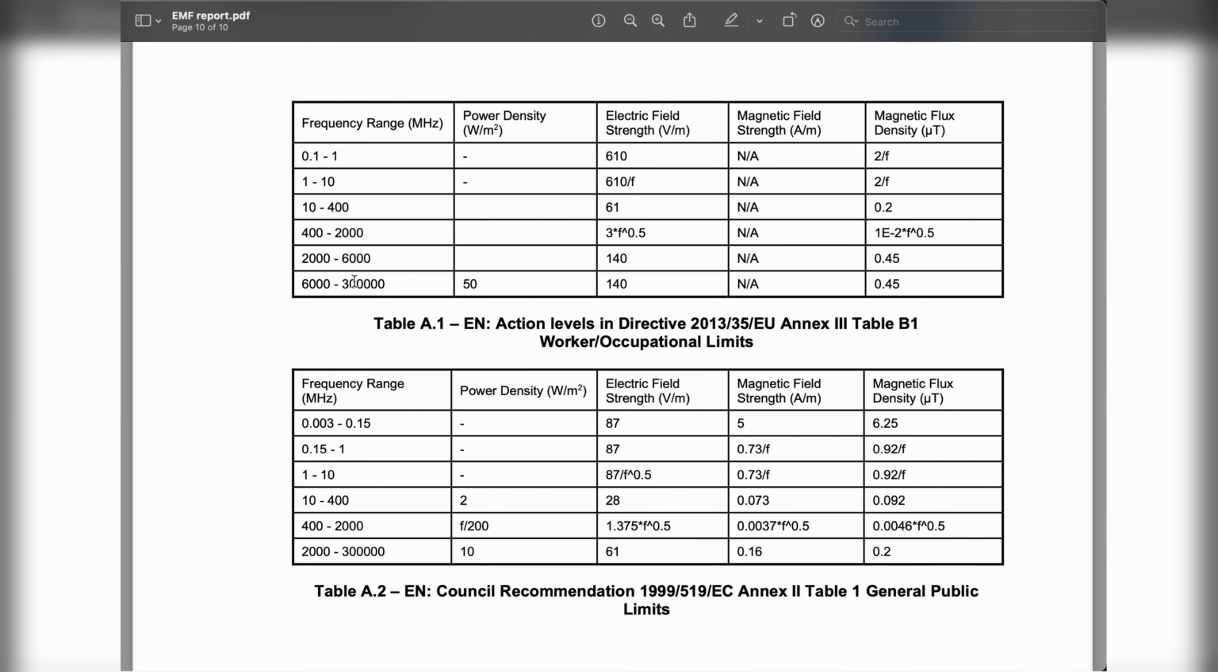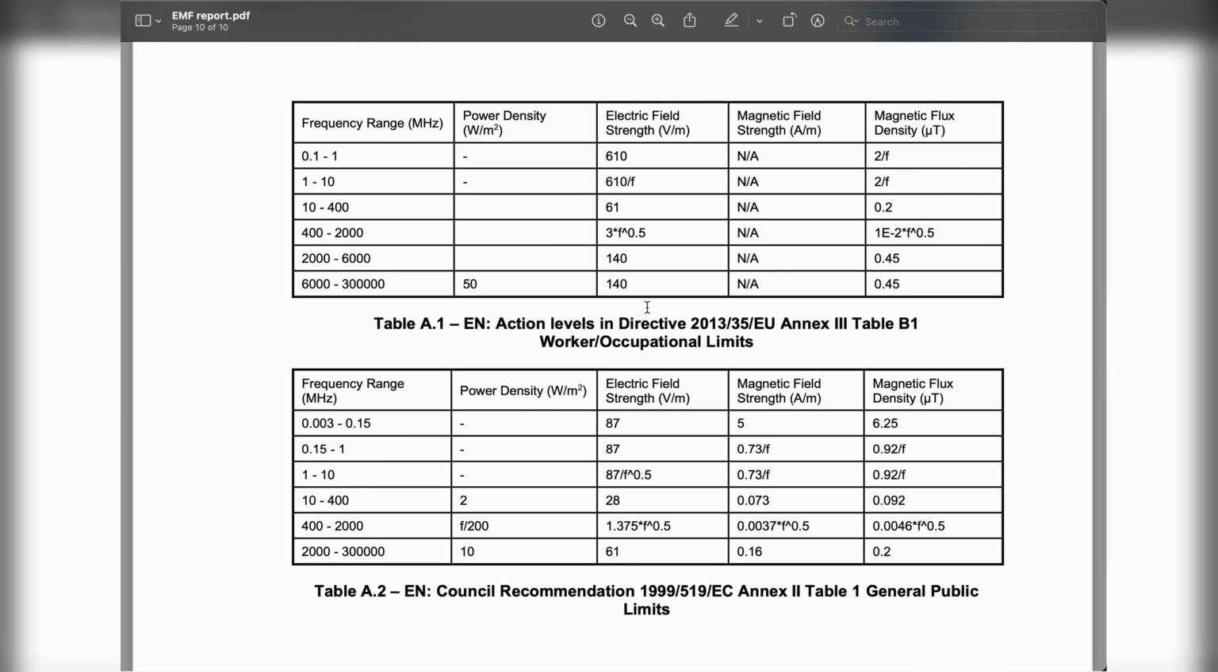Before we begin this assessment, let's take a look at the limits that we need to comply with. In the European Union, the main regulation that we need to assess against is the EU Council Recommendation 99/519/EC, which specifies the limits of electromagnetic field exposure for general public areas.